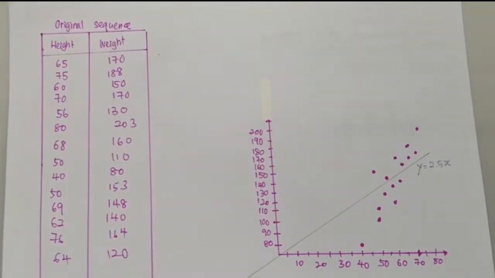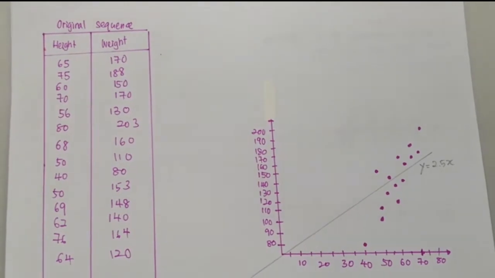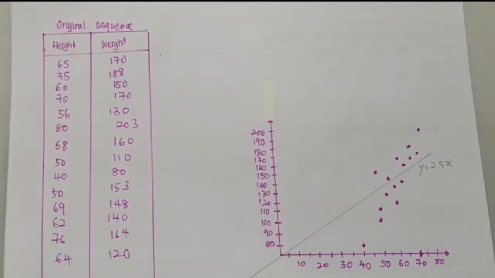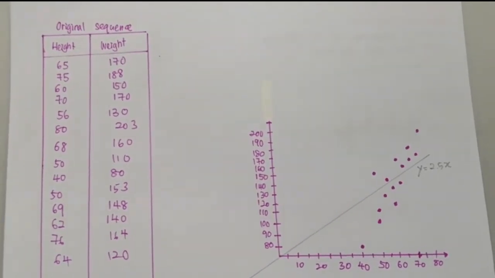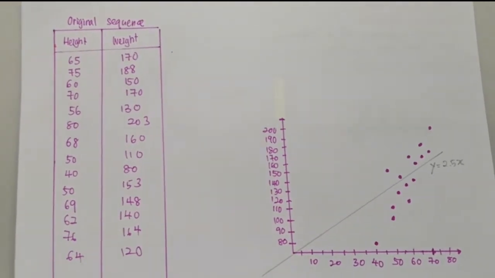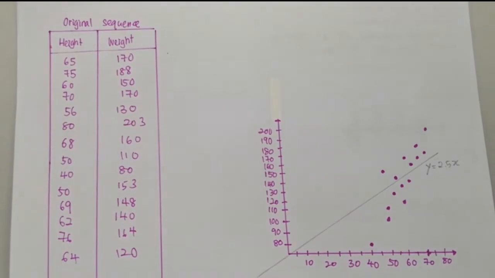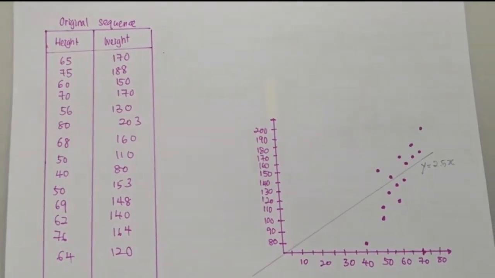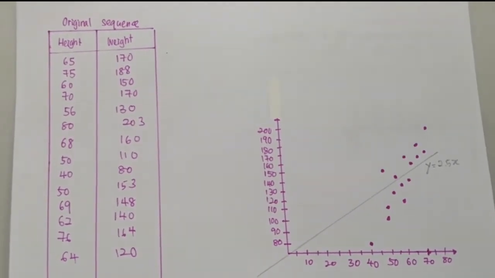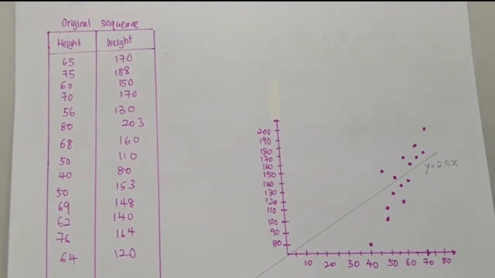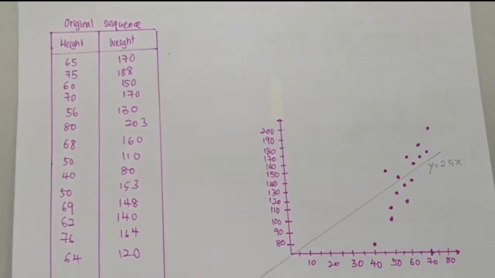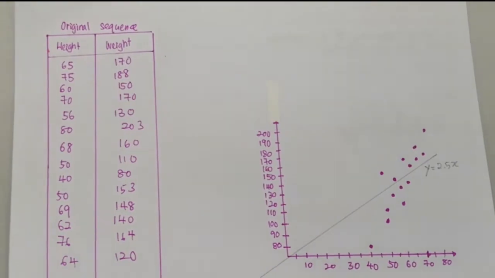Okay, this is the example that we just mentioned before. In the table, we have the original sequence which contains the height and weight. We use the height and weight as a coordinate point in two-dimensional space, which is shown graphically on our right hand side. And the output values tend to cluster around the line y equals 2.5x.